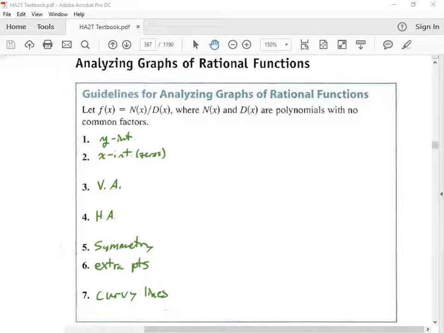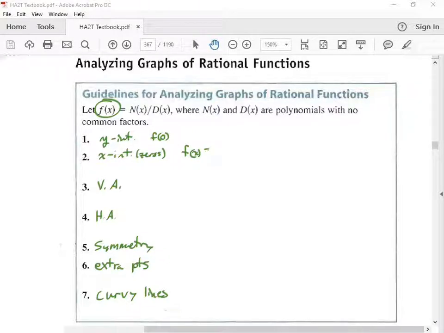Now, let me get a little bit more specific right here. When we're finding a y-intercept, what you're doing is plugging 0 into your function. So if that's your function, you're just going to plug 0 into all the x's. And then for the x-intercepts, that's the same as y equals 0. So that's taking your function and setting that equal to 0.